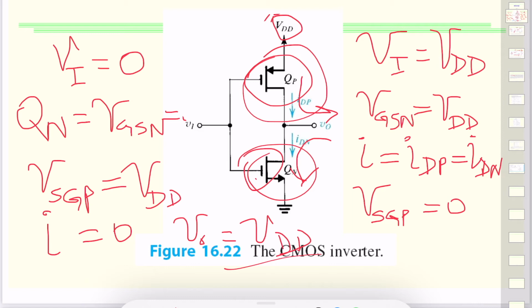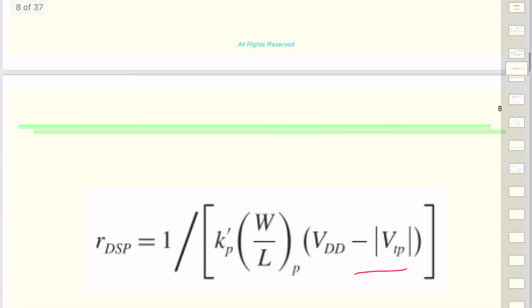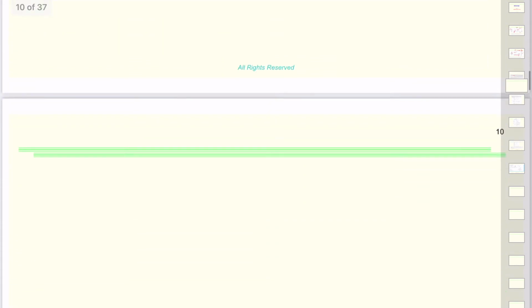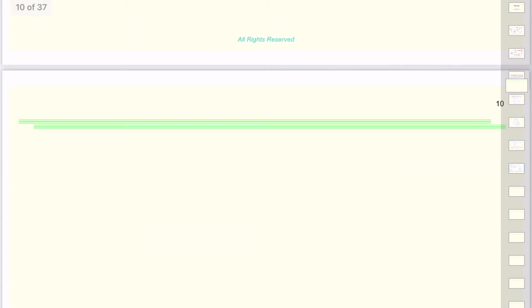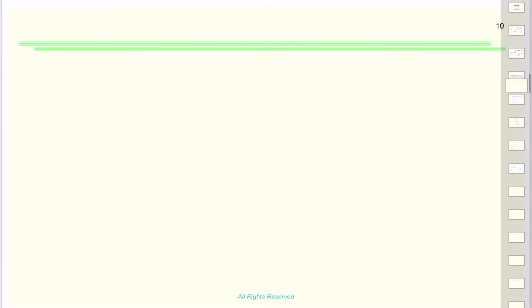So in the case of an ideal inverter, there are a few observations which are important for us. And these observations conclude the basic CMOS logic inverter behavior. First is that the output voltages will be between 0 and the power supply.